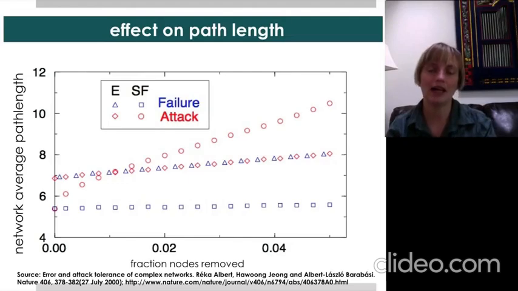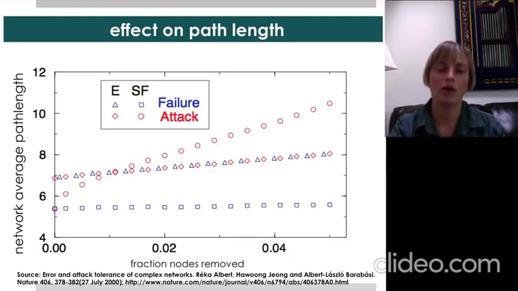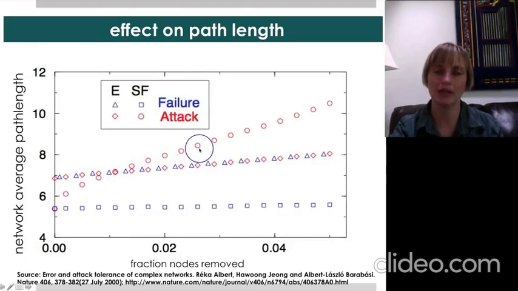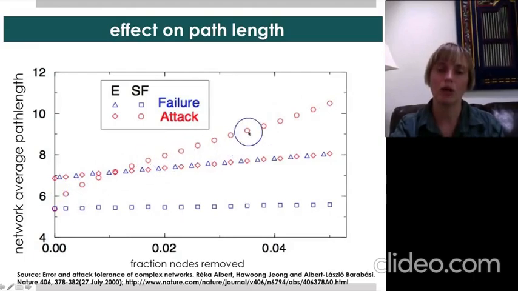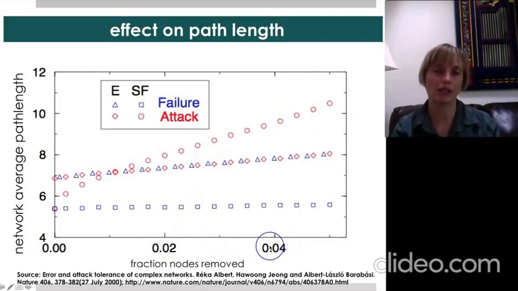Besides just looking at the size of the giant component, what we also mentioned matters is how many hops it is from one node to any other. What we see for the scale-free network is that if you have random failure, there's almost no effect on the average shortest path, which is good. However, the story is quite different for purposeful attack. This is where you're taking out the hubs. The average shortest path actually starts to grow significantly even while you're removing a relatively small fraction of the nodes.